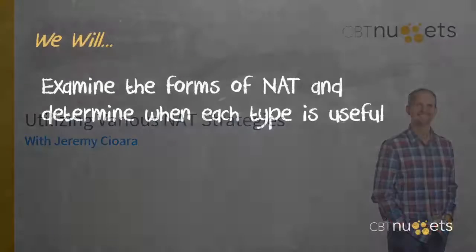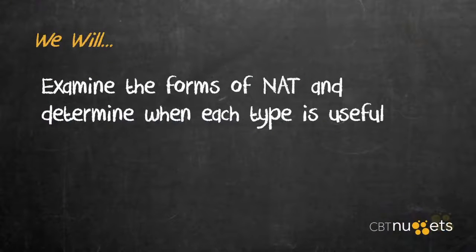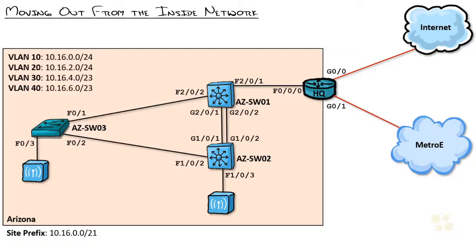The first step in learning network address translation is to figure out what tools you have at your disposal. And so in this nugget, we're going to focus in on the forms of NAT, essentially the tools of NAT that we have, and determine when each type of tool is useful. And the first thing that we're going to do is shift our perspective a little bit, because we've been focused so far on the inside of the network.